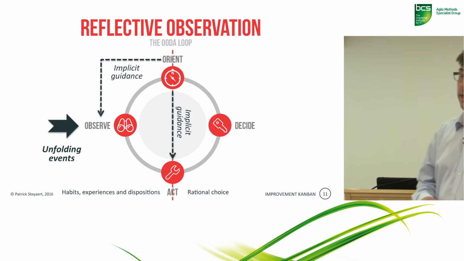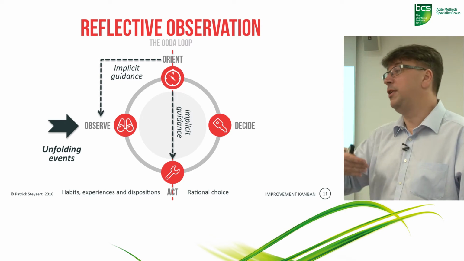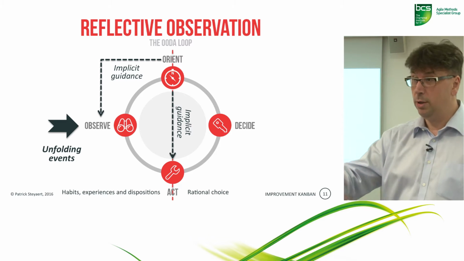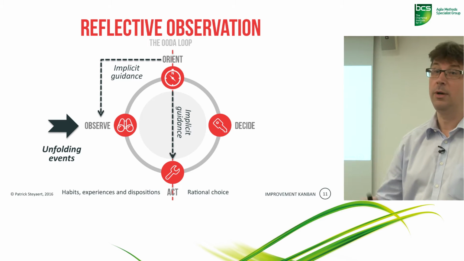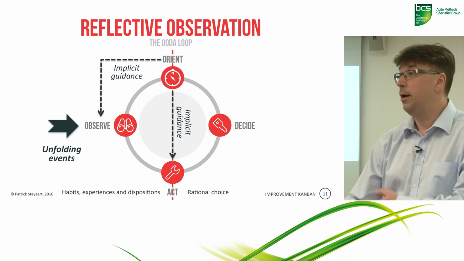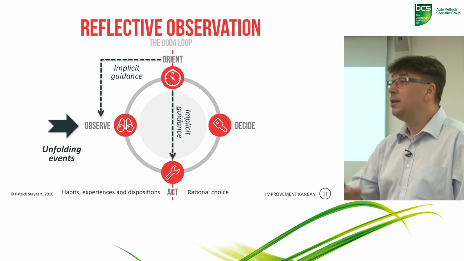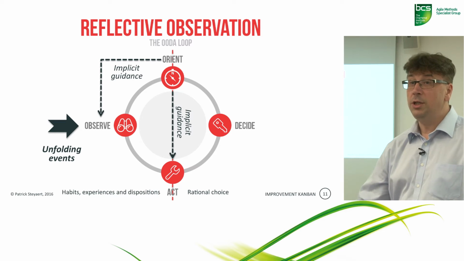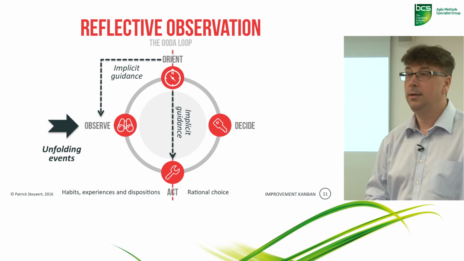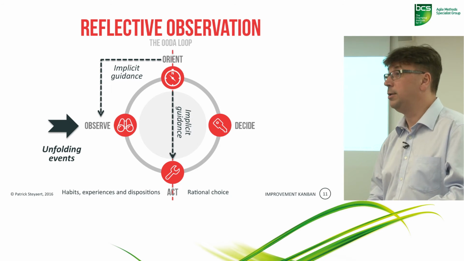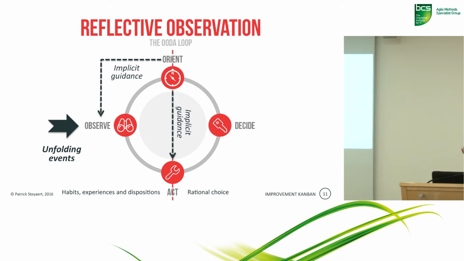So it's a good example of reflective observation. Yeah? So reflective observation in terms of if we do our work in a day-to-day way, we observe, we orient, we act. We're implicitly guided by our experience, our habits, our dispositions. By having an explicit step of decision, we try to include some rational choice in there. Some reflective observation through this after action or retrospective change.